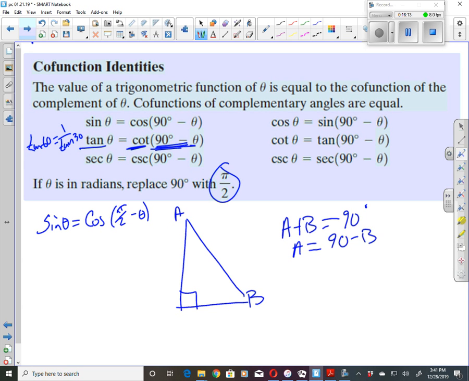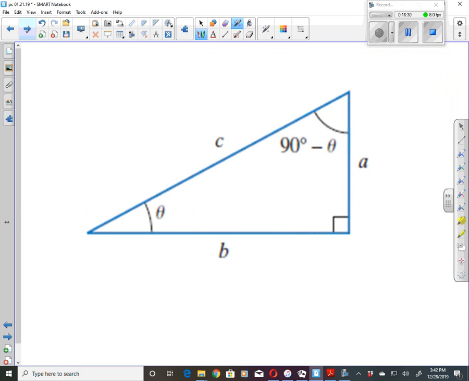So sine and cosine go hand in hand. Tangent and cotangent go hand in hand. Secant and cosecant go hand in hand. And we can flip those around. Cosine and sine, cotangent and tangent, cosecant and secant. So, just to remind you, if this is theta, then we know this angle up here is going to be 90 minus theta. The sum of those angles has to equal 180 degrees.